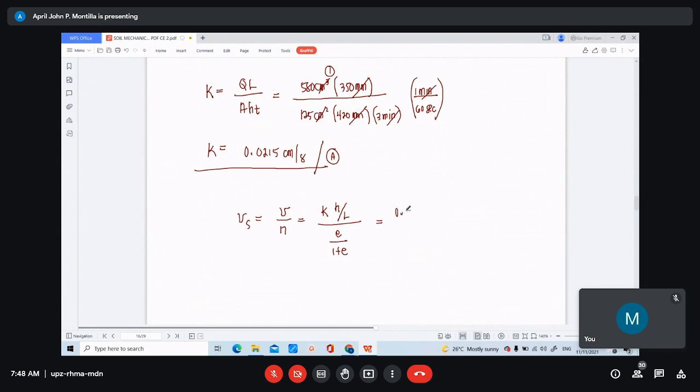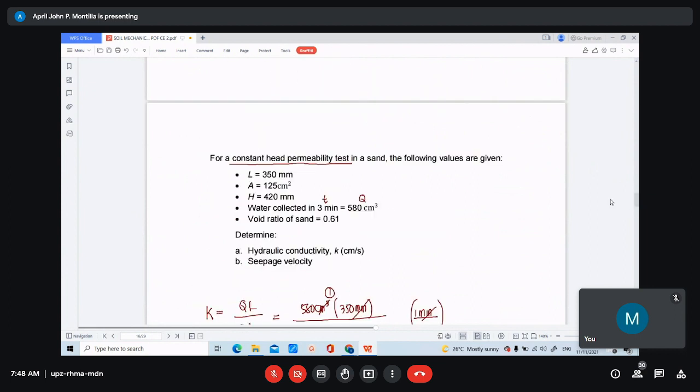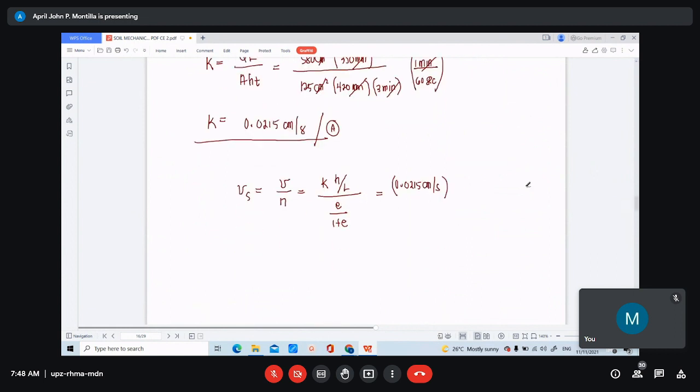Hydraulic conductivity is 0.0215 centimeters per second. Head loss is 420 mm and the length is 350 mm, over void ratio of 0.61 divided by 1 plus 0.61. What is the seepage velocity?